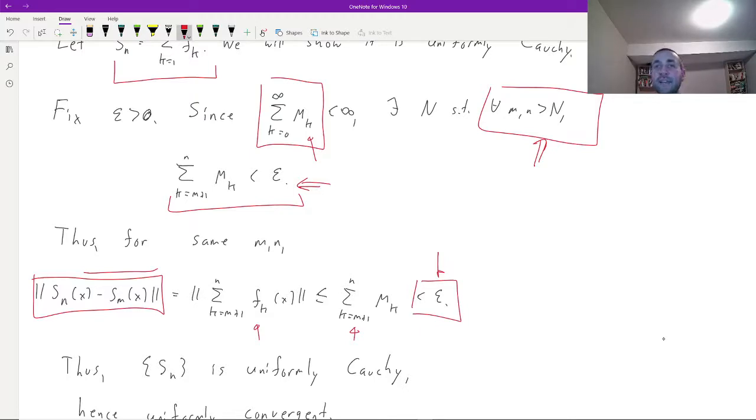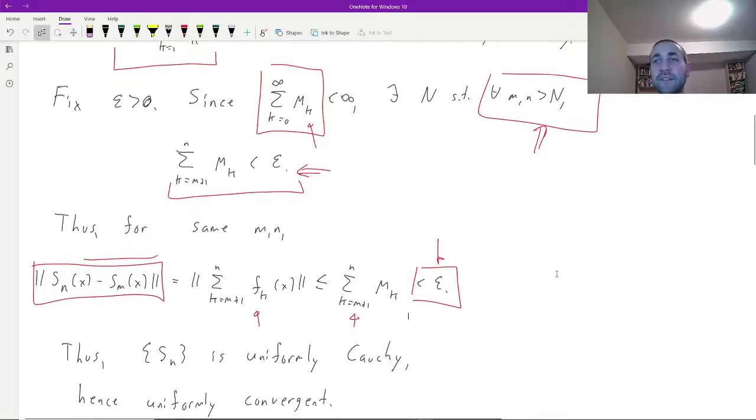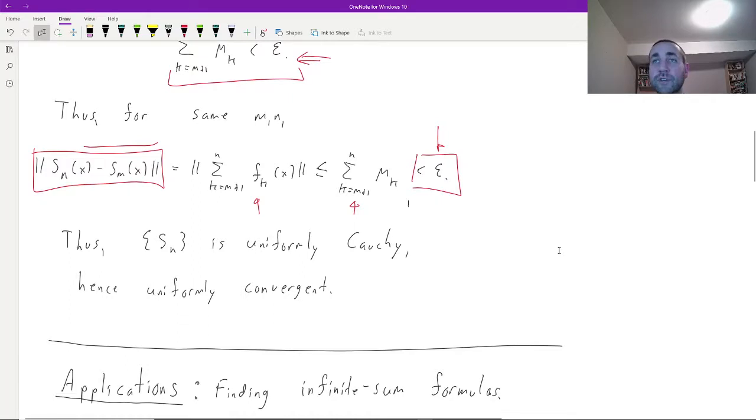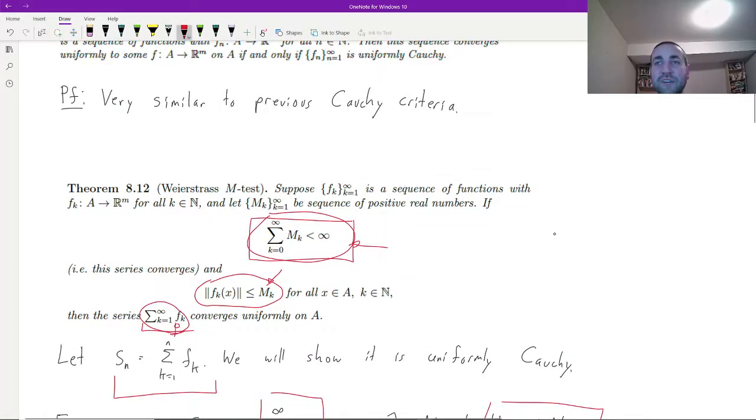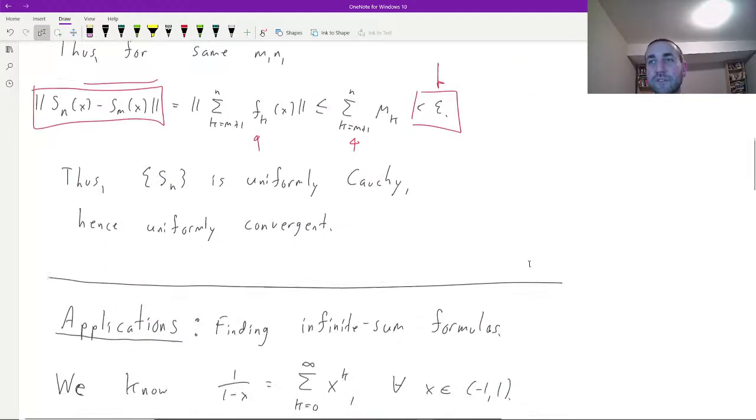That's exactly saying that Sn is uniformly Cauchy, hence by the previous theorem, it's uniformly convergent. Okay, so this is a pretty simple theorem. It's a lot like our previous Cauchy stuff, but it turns out to be extremely useful, basically because it's hard to talk about partial sums of functions, and much easier usually to talk about partial sums of norms, so this is sort of the easiest way to check that sums of functions converge.